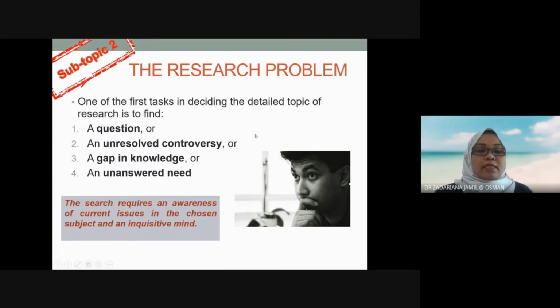Okay, so these are the research problems that you need to find: in the area that you are interested in, what is the question in the area, what is the unresolved controversy in the area, and also what is the gap in knowledge of the area. Finding a research problem requires an awareness of current issues in the chosen subject and an inquisitive mind. So you need to do some study to explore your research interest and find what is the research problem in the area.